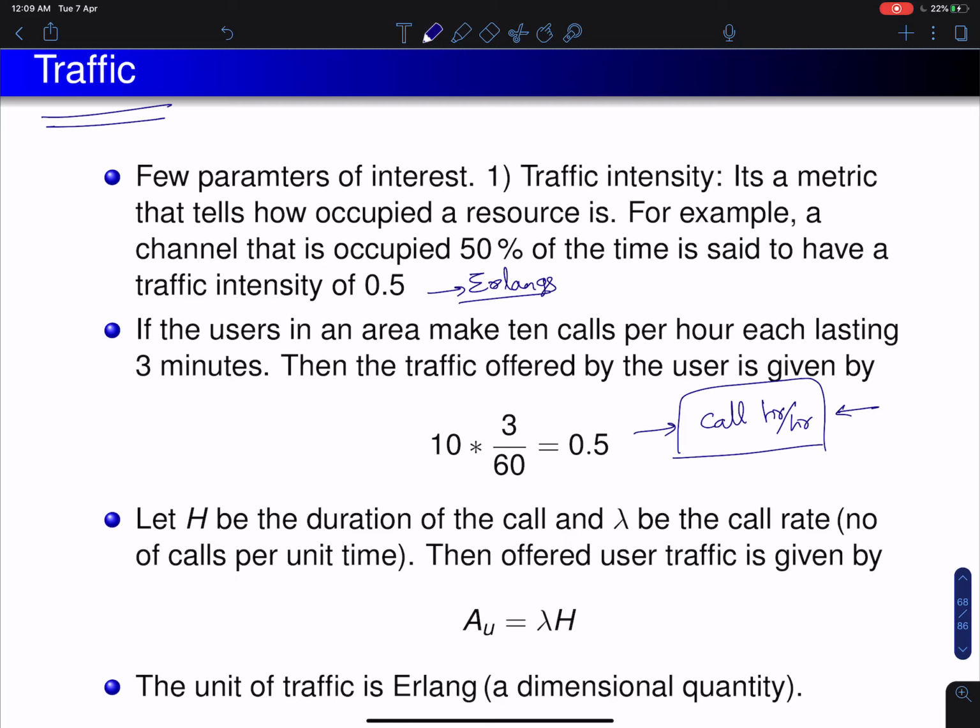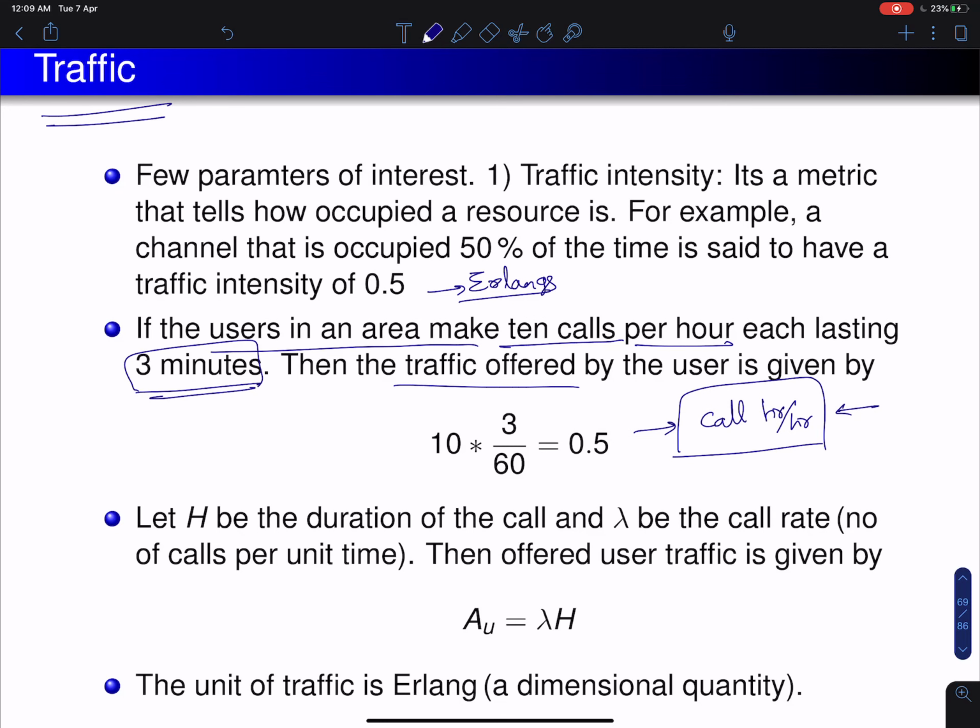Okay, so here it's given that users in an area make 10 calls per hour, each lasting 3 minutes. So what is the traffic offered? You multiply the 10 calls per hour by 3 minutes each, so it is 10 3-minute calls per hour. Dividing 30 minutes by 60, you get a dimensionless quantity of 0.5 Erlangs.